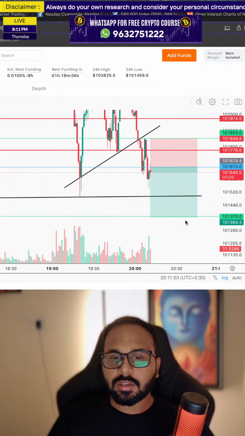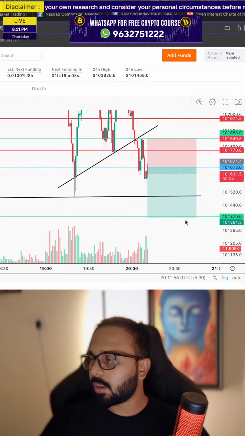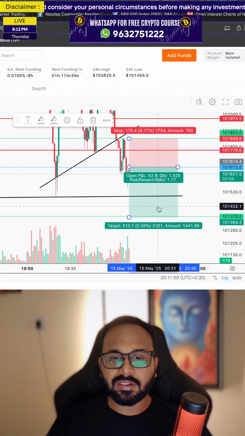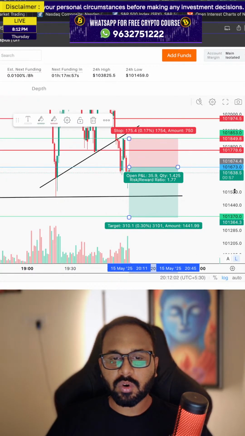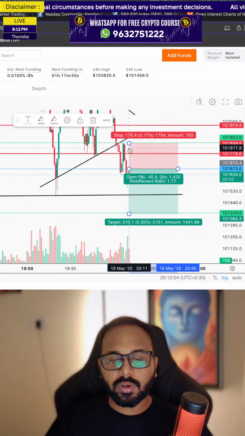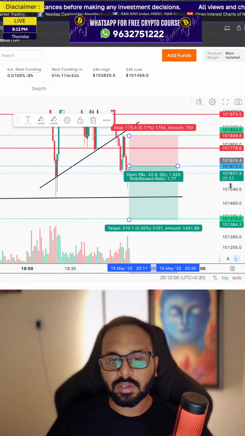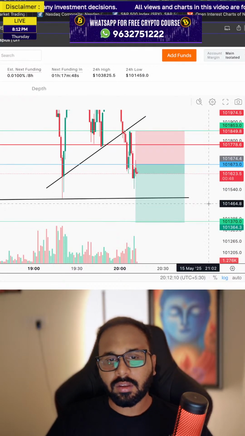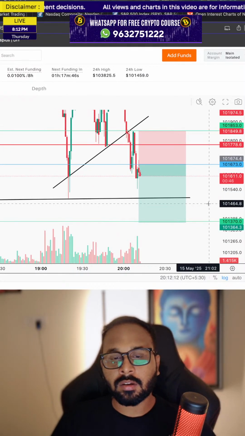This will be the last trade for the day. In this case, I'm a little disappointed about the risk reward, but at this point of time I don't want to reduce the risk. 170, $180 points is nothing. Let me give that risk reward.